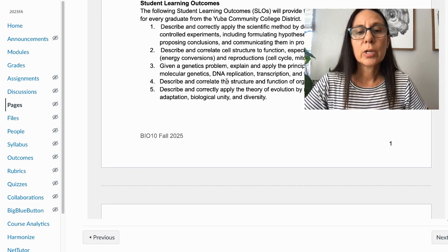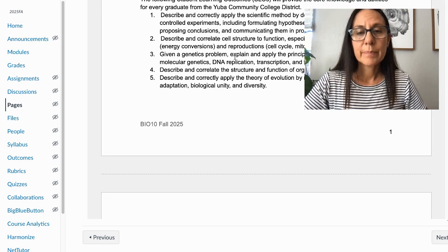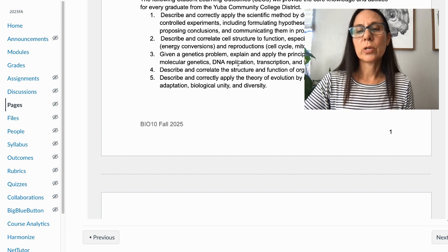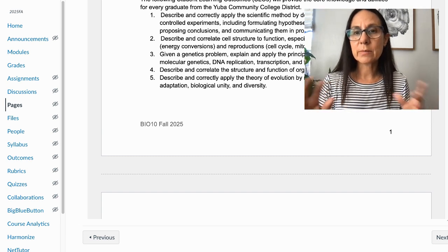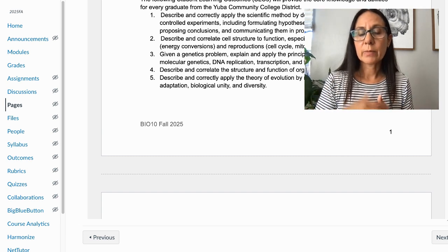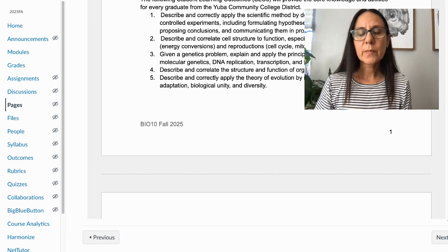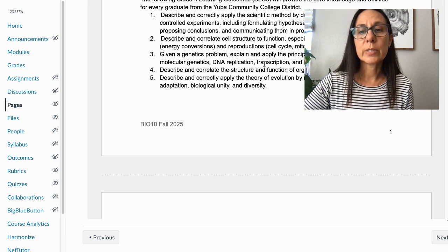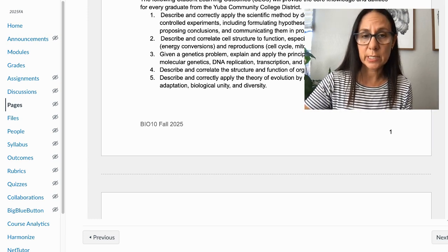Then we're going to learn number 3 about genetics. And so you're going to learn how to do genetic problems. You're going to learn how the mechanism of genetics works and be able to explain heredity. You're going to learn about DNA replication. You're going to learn about protein synthesis, which includes this process called transcription and translation.